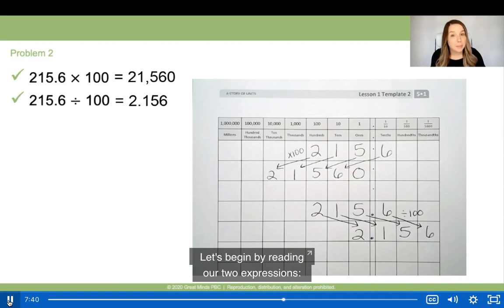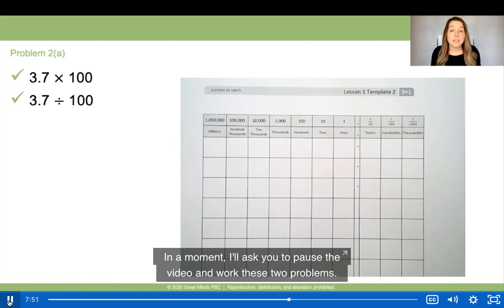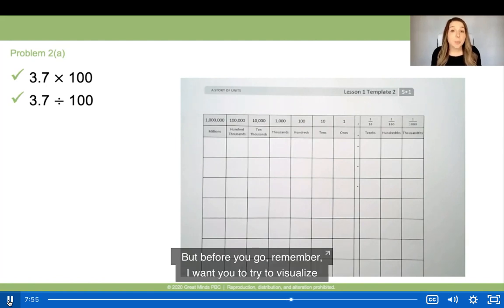Let's try 2 more problems. Let's begin by reading our 2 expressions, 3 and 7/10 times 100 and 3 and 7/10 divided by 100. In a moment, I'll ask you to pause the video and work these 2 problems.